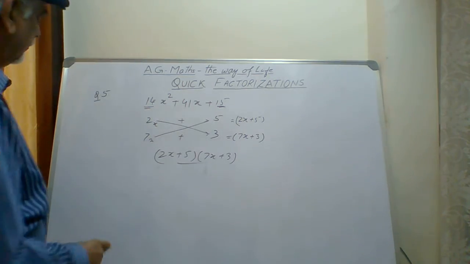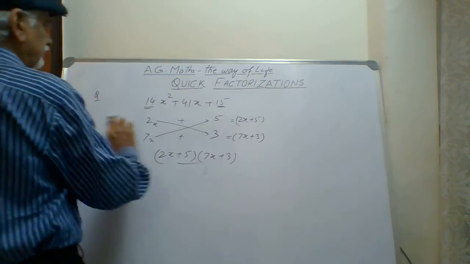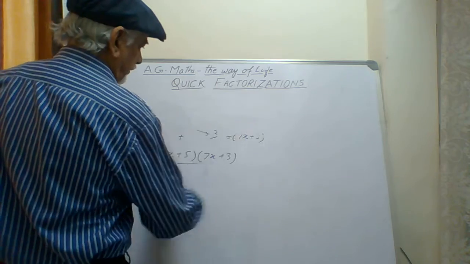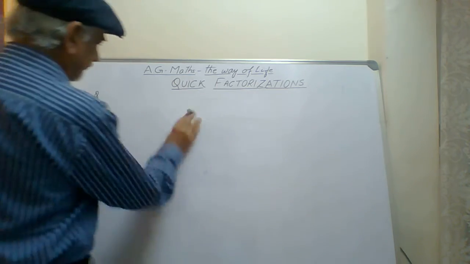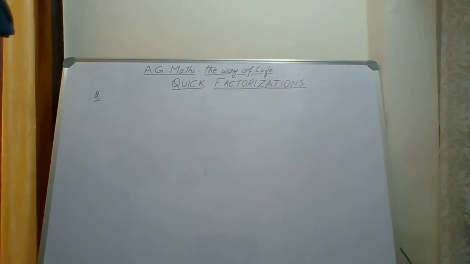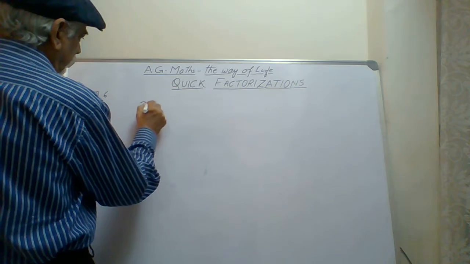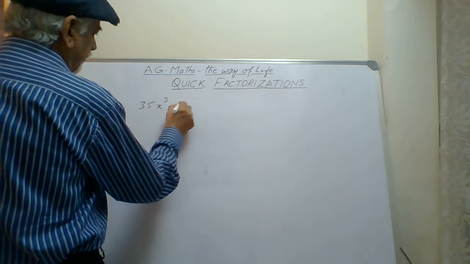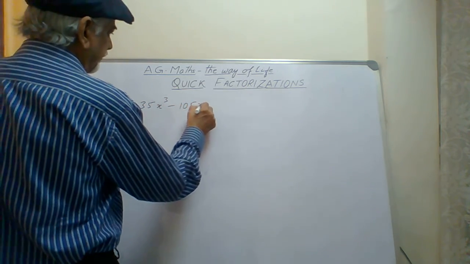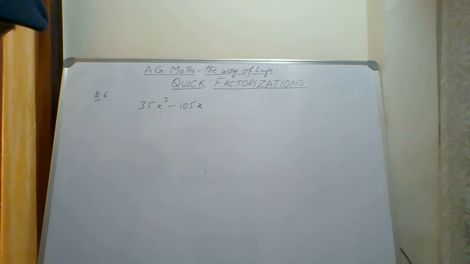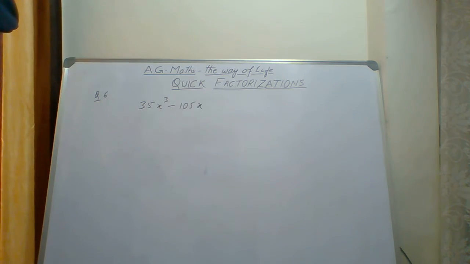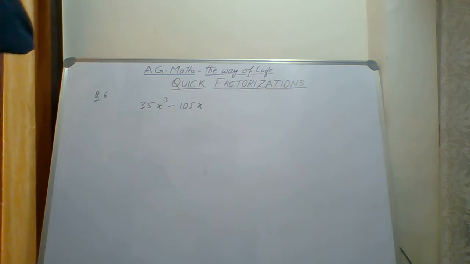Let's try one more, the last one in this series of quadratics. It is 35x cube minus 105x square minus 230x.